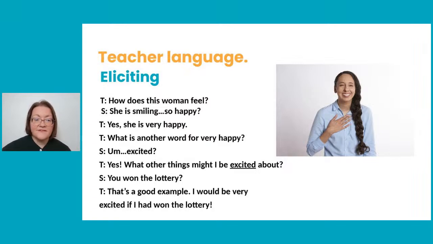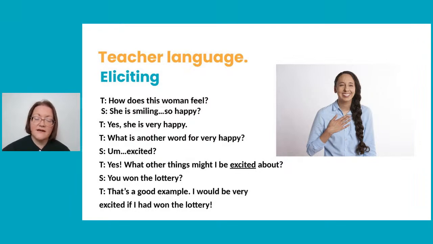So here's an example of eliciting. Imagine the teacher shows this picture here on the right. The teacher says, "How does the woman feel?" Students: "She is smiling, so happy." Teacher: "Yeah, she is very happy. What's another word for very happy?" And the students maybe say, "Excited." And the teacher says, yes, that is the word I wanted. Okay, that's the word I'm teaching you.